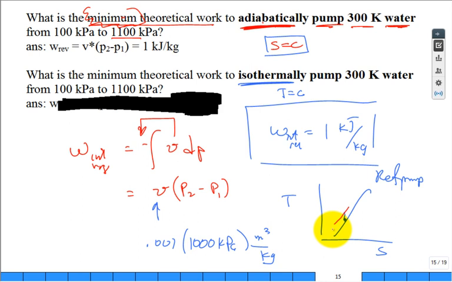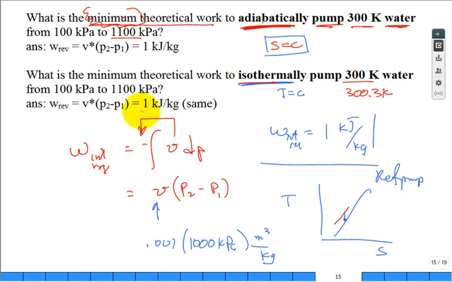Negligible. So if you want to be isothermal, you just have to stop it from going from 300 to 300.3 Kelvin. Come on. It's going to be the same answer. Is it really going to be more efficient if you cool it while you're putting it through the pump? No. It's 1 kilojoule per kilogram. It's the same amount of power in, work in.